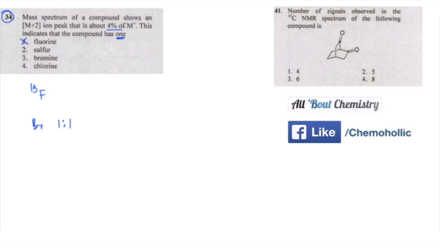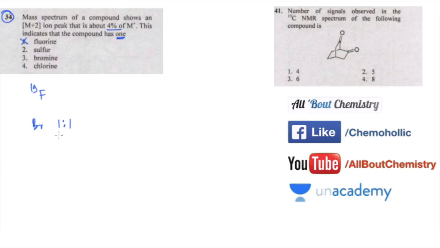Now talking about bromine. Bromine has two isotopes, and the intensity ratio of these isotopes is 1:1. So it won't be 4%; it will be 100% of the other one. If you take one of the peaks to be 100, the other one will also be 100%. So bromine will give you an M+2 peak with an intensity ratio of 100%. That is also not the correct one for this question.